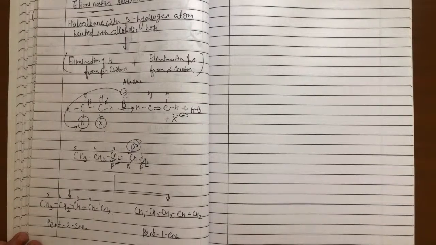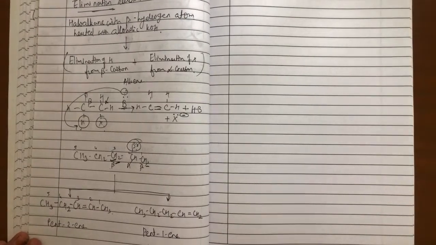Now apply the logic of hyperconjugation and write your answer in the comment box: which one is more stable, pent-2-ene or pent-1-ene? As per the concept of hyperconjugation, which one is more stable, pent-2-ene or pent-1-ene? Write your answer in the comment box.